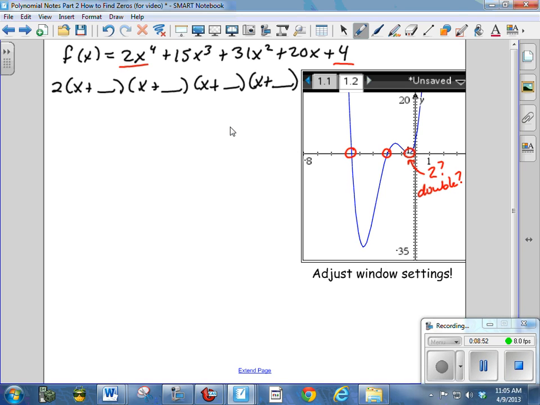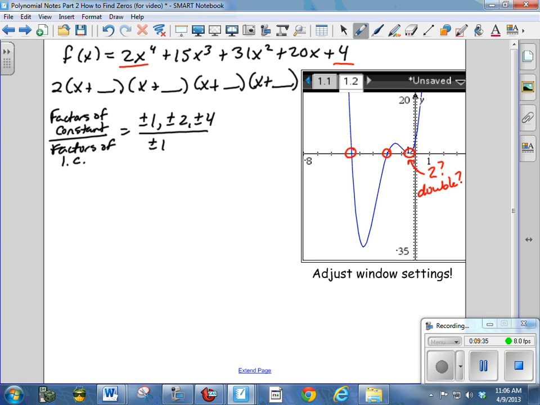The rational root theorem, or the rational zero theorem, says that all possible rational numbers are factors of the leading coefficient divided by factors of the constant. I'm sorry, other way around. Factors of the constant divided by factors of the leading coefficient. I'll just put LC. So that's going to be plus or minus 1, plus or minus 2, and plus or minus 4. All of those numbers divide evenly into 4.